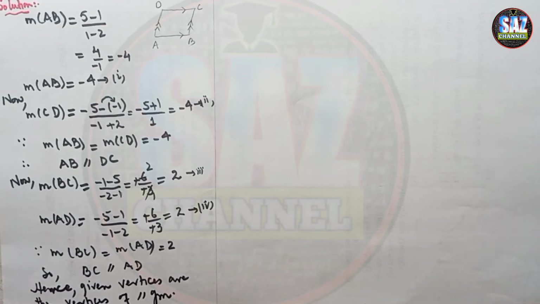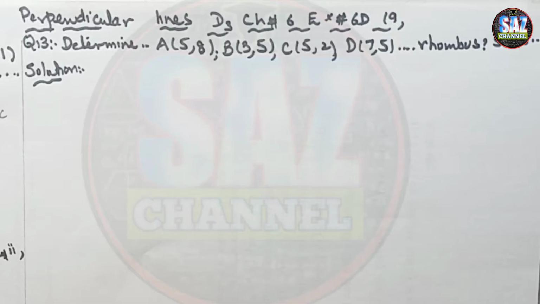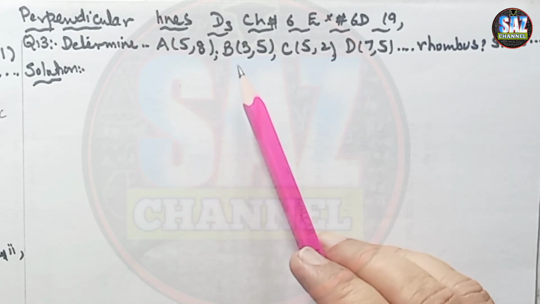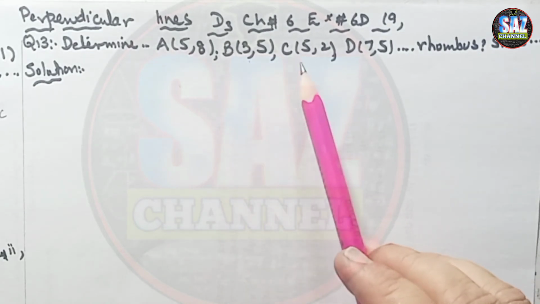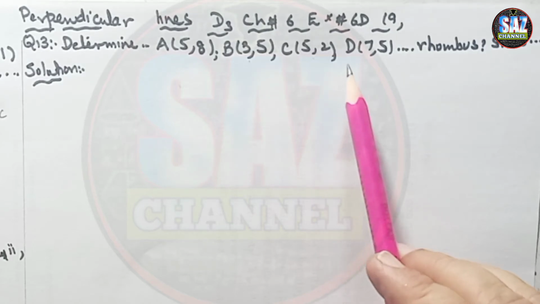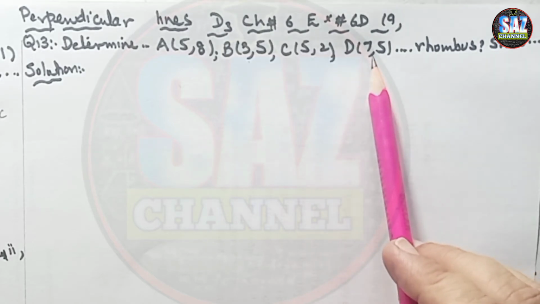Moving to the next question, question number 13 says, determine whether the 4 points A(5,8), B(3,5), C(5,2) and D(7,5) are the vertices of a rhombus, and give your working clearly.